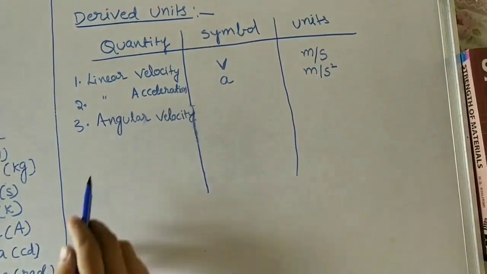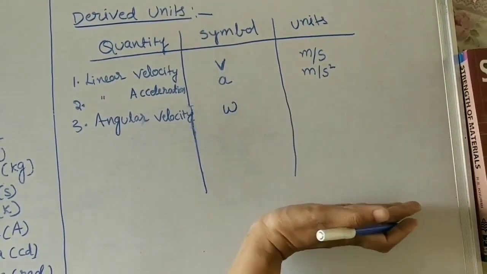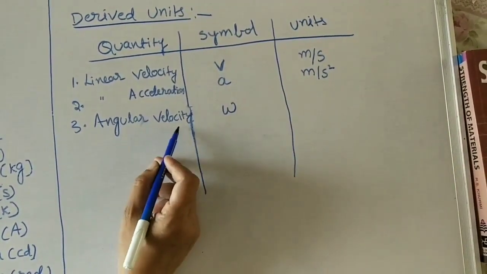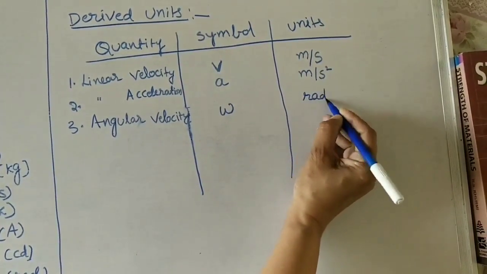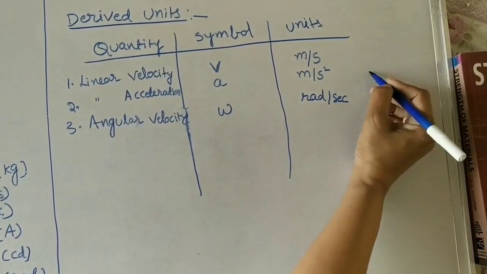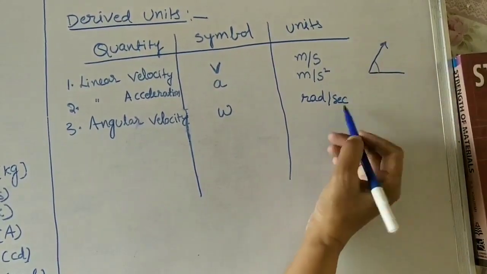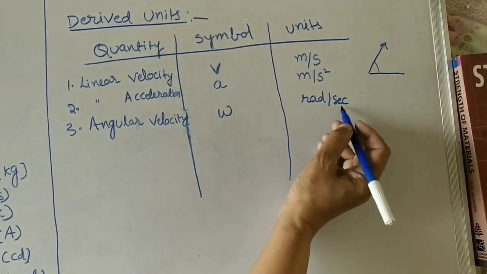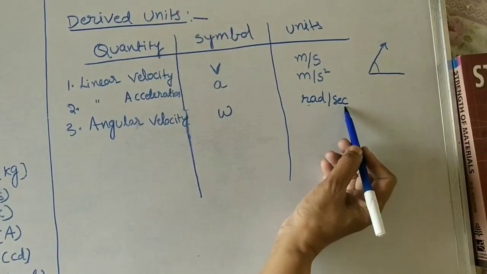Third one is angular velocity, we are taking the symbol omega, meaning how much angle it is moving per second. For angle we are taking radians per second. It means the vehicle is moving how much angle per second, so it is called radians per second. For linear velocity we are taking meter per second, for angle we are taking radians per second.